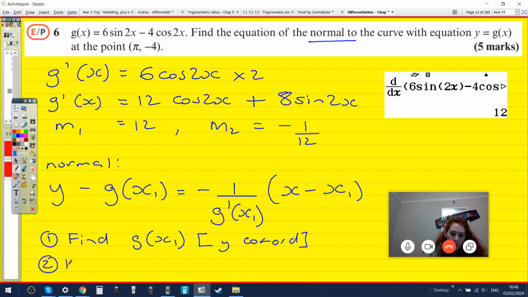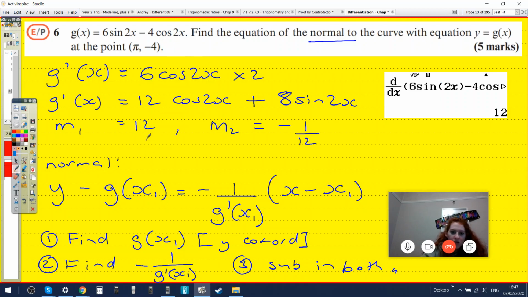And find minus 1 over g dash of x1, and then you sub them in. Sub them both into y minus y1 equals m(x minus x1), and use the calculator if you can.